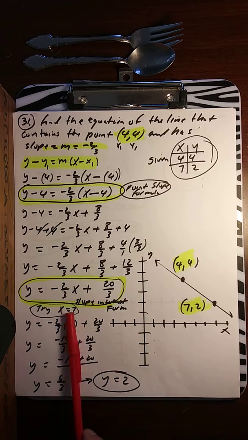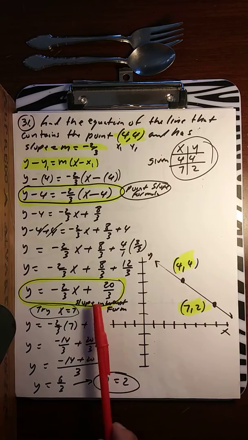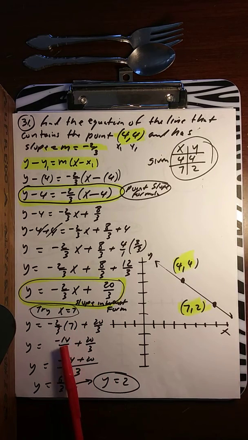Try another number. Let's try 7. We got 1 point right there. Try 7. 7 times that is negative 14 plus 20/3. 20 minus 14 is going to be 6. Divided by 3 is going to be 2. So we have another point.